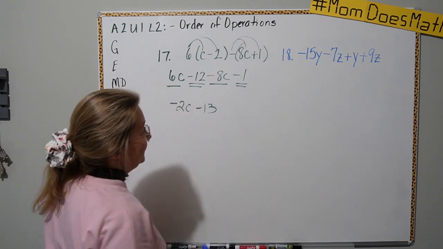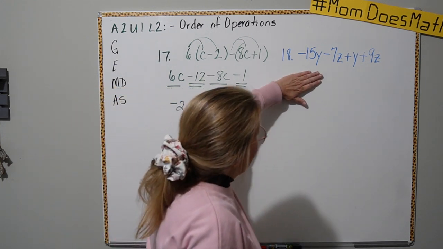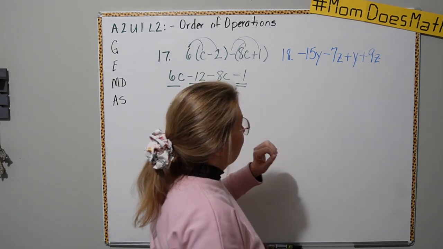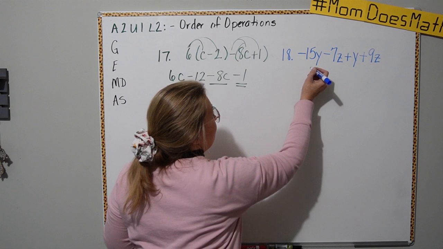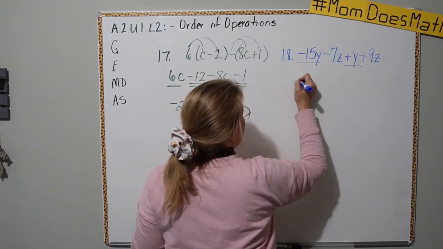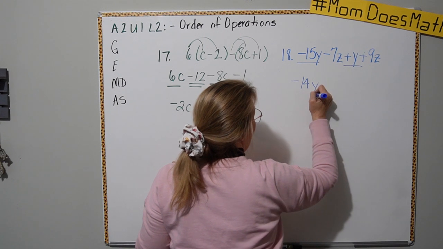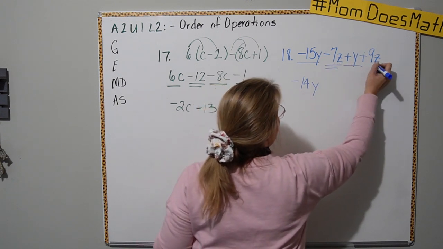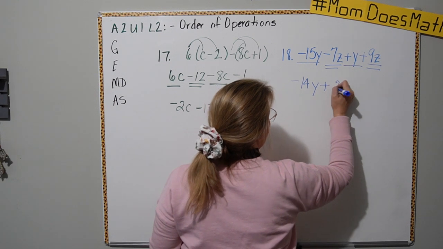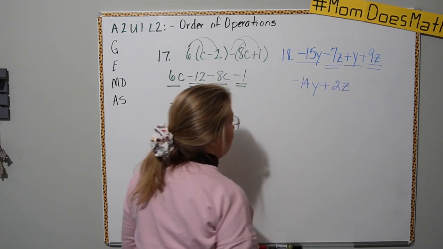Okay, number 18. Negative 15y minus 7z plus y plus 9z. Let's just match terms and combine. Negative 15y plus 1y gives you negative 14y. And negative 7z plus positive 9z gives you a positive 2z.